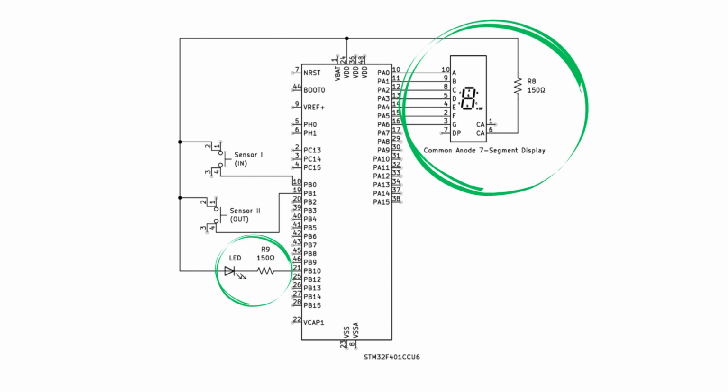For output, we have a common anode 7-segment display, so the common terminal will be connected to VCC and the terminals A until G will be connected to PA0 until PA6 respectively. For the LED, we have an active low LED, so the anode will be connected to VCC and the cathode will be connected to PB10. For both the 7-segment display and LED, we will connect in series with a resistor to limit the current that will pass through it, so we don't damage our components.